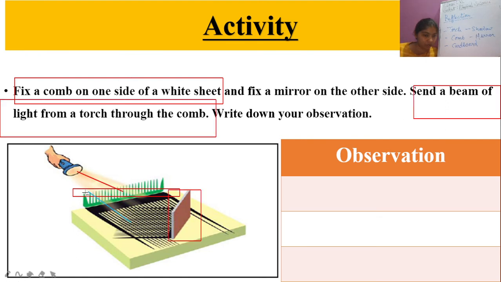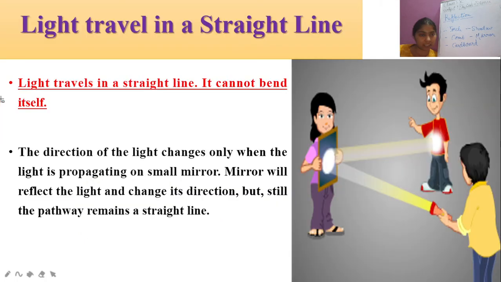That is very large. If we talk about the mirror, it is smaller. Okay, so these are the few things we can see in this activity. So why are we doing this activity? Let's see. Basically, we are doing this activity for the comb.